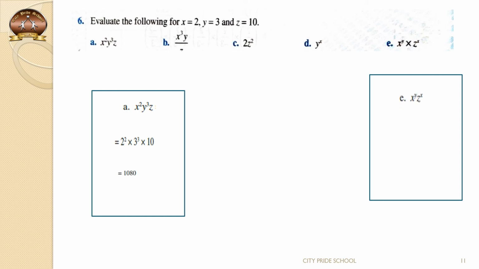E1, x raised to y, z raised to x. So I will substitute x is equal to 2, y is equal to 3 and z is equal to 10, and when I multiply I get the answer as 800.